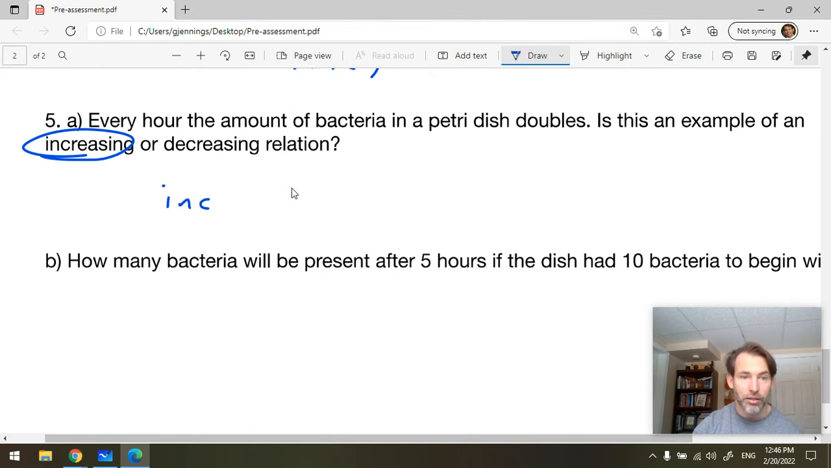Increasing. How many bacteria will be present after 5 hours? Some of you told me 50. But we don't double things by multiplying by 5. So that can't be right. Some of you told me 100,000. But if I double 10 five times, I don't get 100,000.